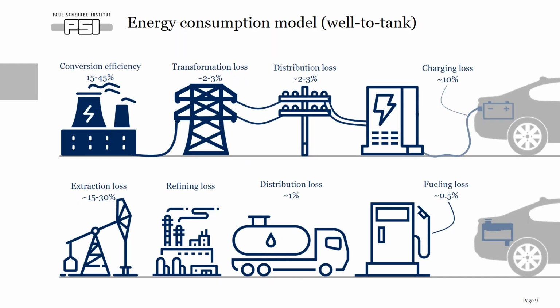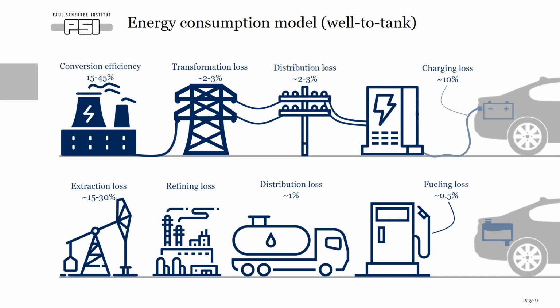Once the energy to provide at the tank or battery level is known, we will then model the upstream energy chain. For battery electric cars, this means that we need to model the distribution of electricity. This will consider a certain number of losses, such as the charging loss, which can vary whether it is slow or fast charging, the distribution loss, the transformation loss to go from high to medium to low voltage, as well as the conversion efficiency of the power plant.